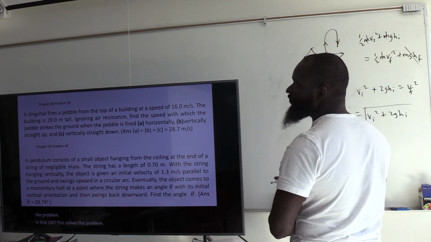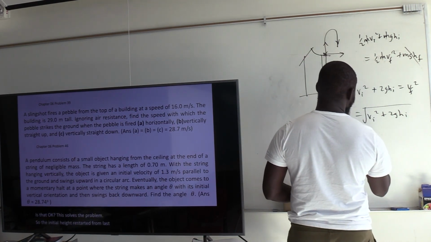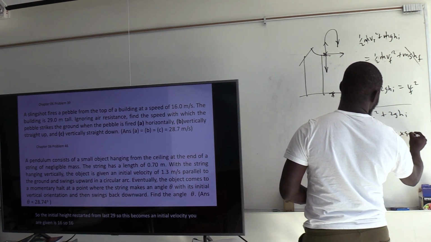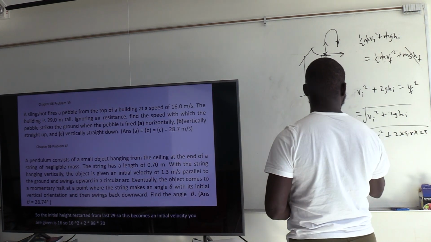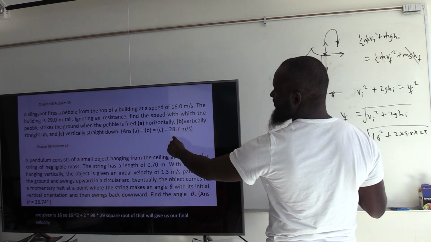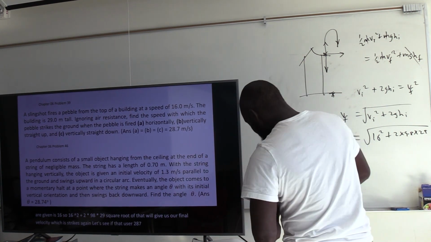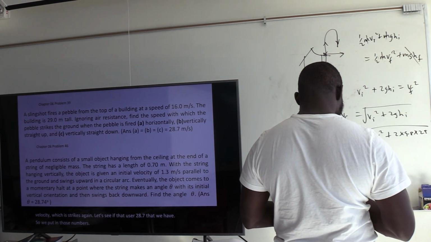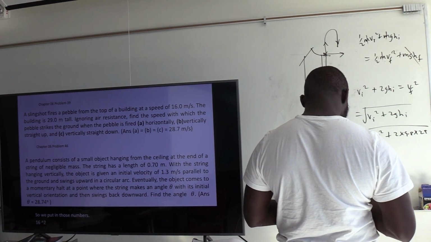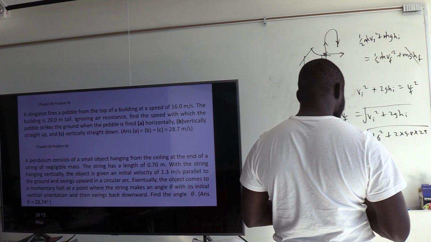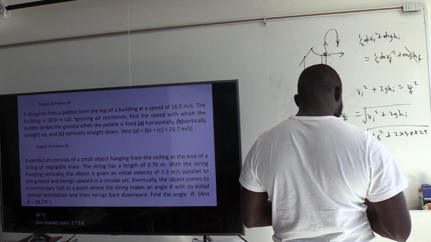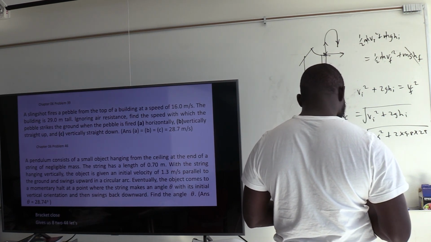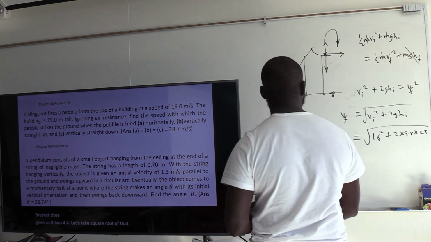So the initial height you started from was 29, and the initial velocity you are given is 16. So 16 squared plus 2 times 9.8 times 29, square root of that, will give us our final velocity with which it strikes the ground. Let's see if that gives us the 28.7 that we have here. So we put in those numbers: 16 squared plus bracket open 2 times 9.8 times 29, bracket close, gives us 824.4. Let's take the square root of that: 28.7 meters per second.